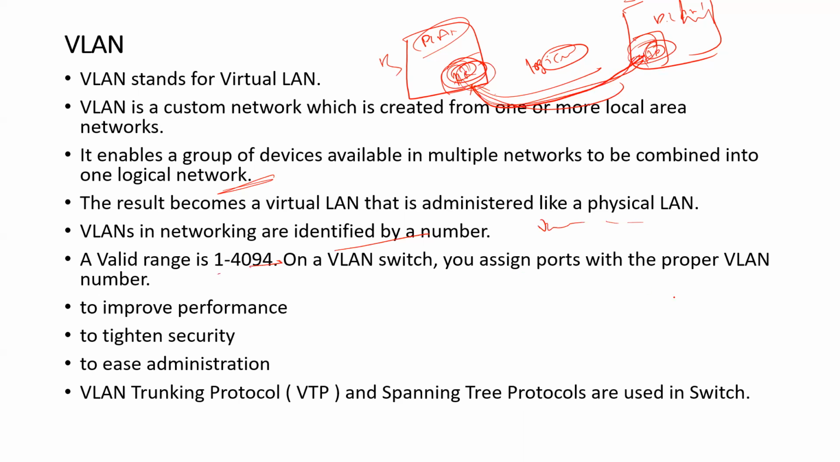So why are we doing a VLAN, a virtual network? Because we can improve the performance, right? Because whatever the same kind of access required in two different locations, we keep in one logical network. So by that it improves the performance. And tightening security is nothing but no one can access the HR team, something like that. And ease of administration, this is the main point.